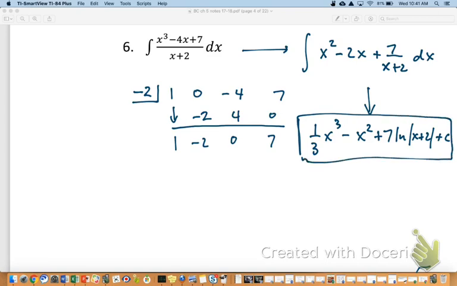So again, sometimes people will wonder, when do I do this? When do I do that? If the degree of the numerator is bigger than the degree of the denominator, it's likely that some sort of division, synthetic or otherwise, would be warranted.